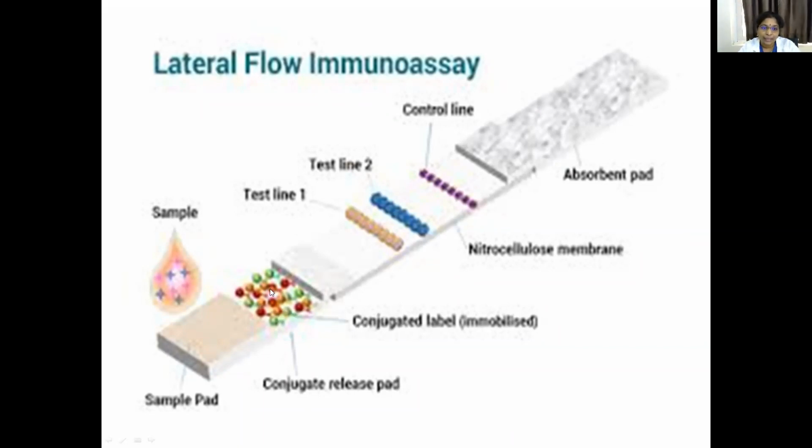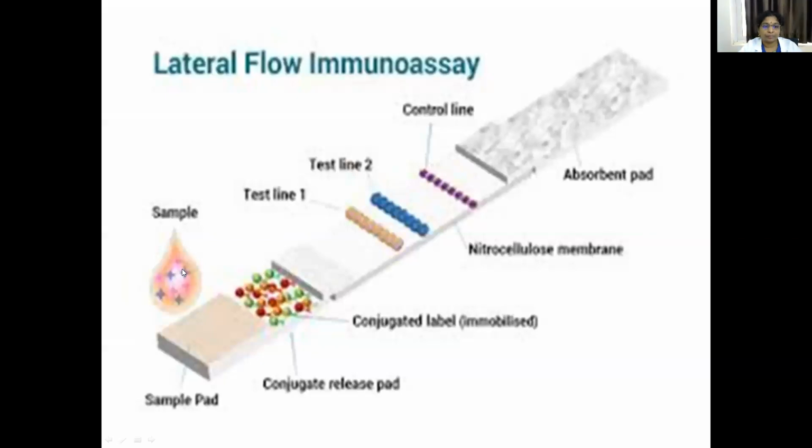So that is present here in the nitrocellulose membrane, in the initial step before the test line. The gold colloid conjugated antibody is present there, and here the capture antibody is present, and in the control line, what antibody is present? The internal control antibody is present.